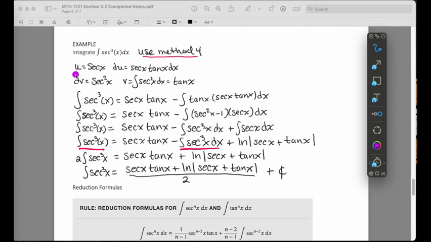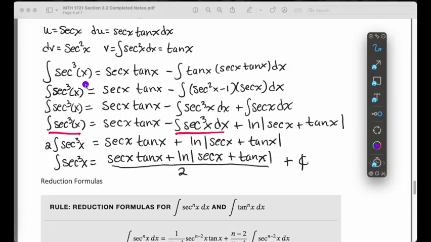So to start off, we're going to use integration by parts. And we're going to let u be sec x. And when we take the derivative of u, we get sec x tan x dx. We're going to let our dv be equal to sec squared x. When we work backwards to find v, we get tan x. Now that we have what we need for integration by parts, we have our u, which is sec x, times our v, which is tan x, minus the integral of v, which is tan x, times du, which is sec x tan x dx.